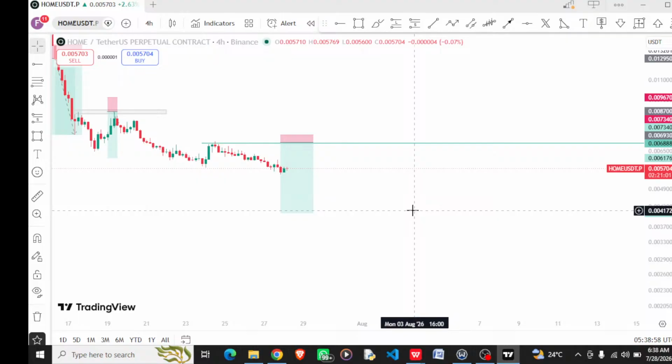Because the market maker can decide to take you out even when the market starts coming your way. So you have to be very smart while trading this kind of coin. I hope you understand how to trade new listings. This is actually for newly listed tokens, and I hope you've learned something about it.